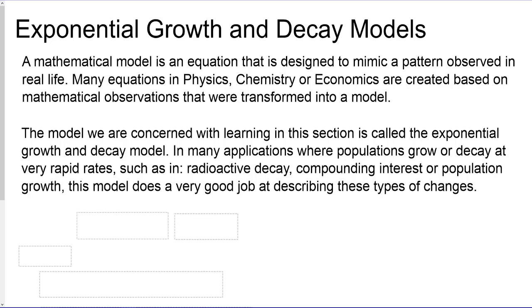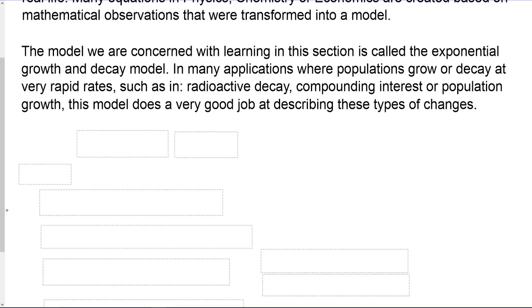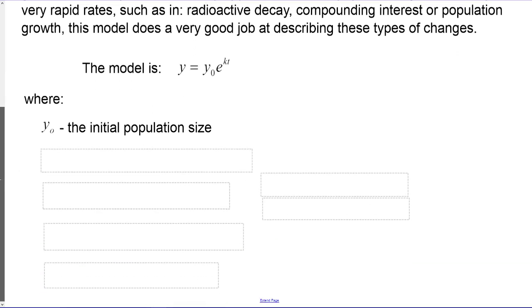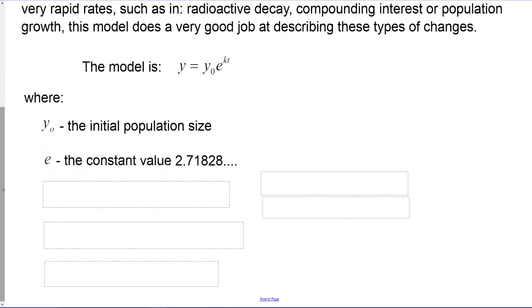In many applications where populations grow or decay at very rapid rates, such as in radioactive decay, compounding interest, or population growth, this model does a very good job at describing these types of changes. The model is y equals y sub 0 e to the kt, where y sub 0 is called the initial population size, e is the constant value 2.71828 that we've been using thus far in the course.